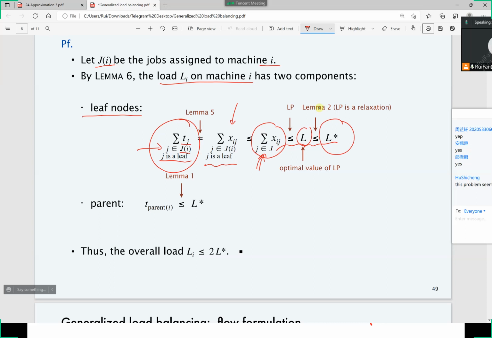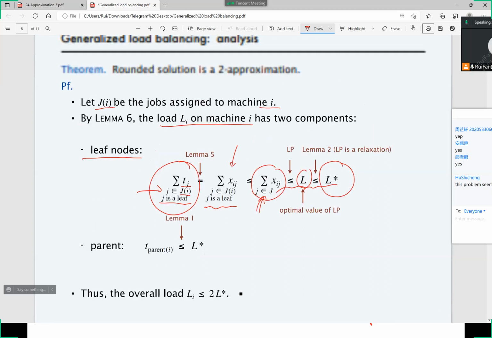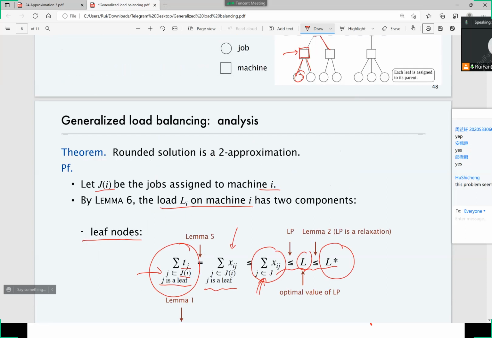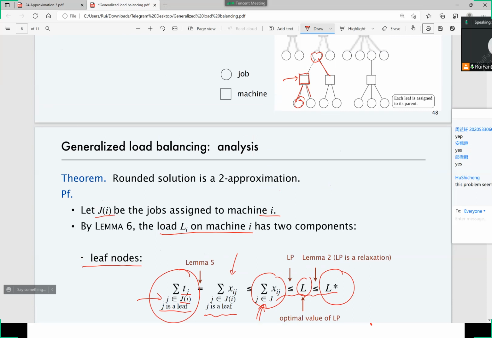Okay. All right, so that's for the leaf nodes which are assigned to this machine. But there are also non-leaf nodes. So, well, I guess I should focus on a different one. Let me erase this. Suppose we're focusing on this machine.